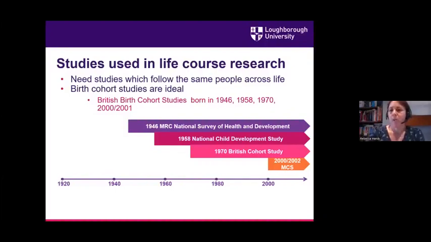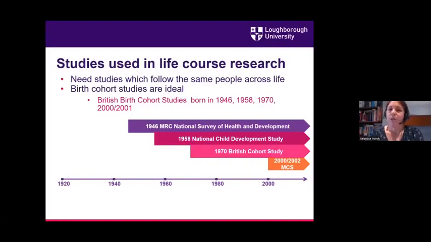Now, a birth cohort study is the ideal type of study, and these follow people from birth right throughout their life course. So we're very lucky in the UK to have multiple British birth cohort studies. And these are people born in 1946, 1958, 1970, and the most recent one is at the millennium, although there is a new one that is being planned at this moment. And then they study these same people across the whole of their life course.